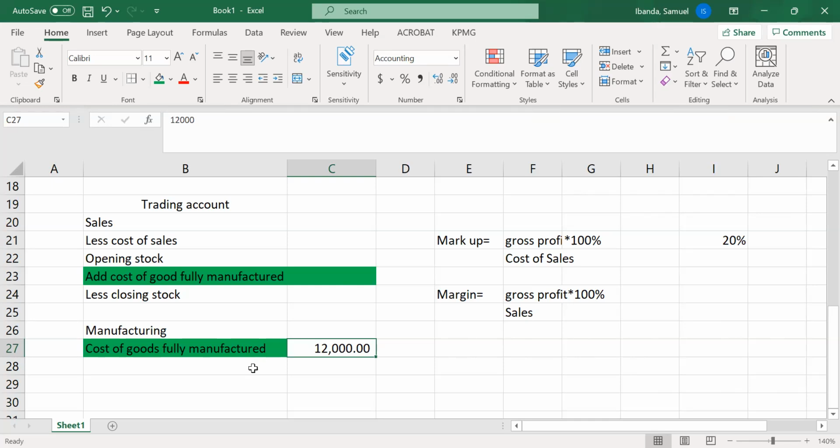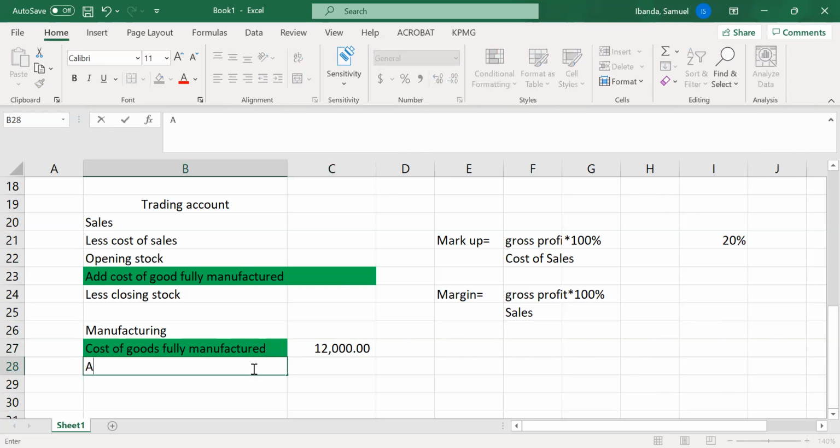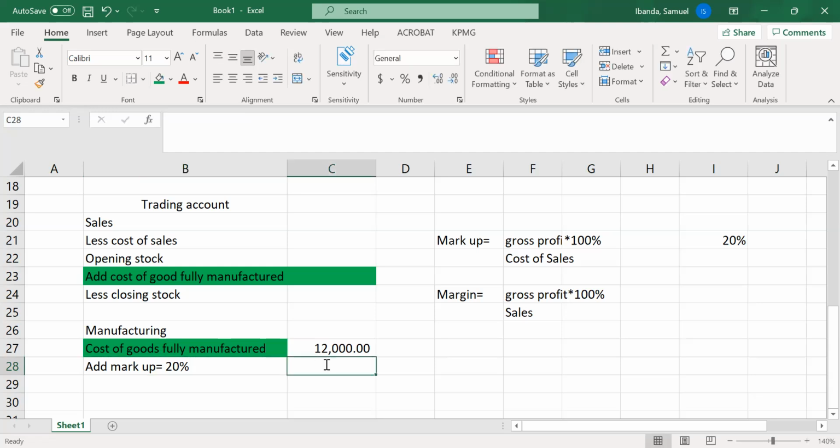Now, if they say you add a markup, so if you're adding a markup of 20%, in most cases, they'll give you this in percentage. If this is 20%, then you know that if you want to calculate markup and they say 20%, you just do 20% of the 12,000. So let's say maybe 20% of this. So you're able to get this value, okay?